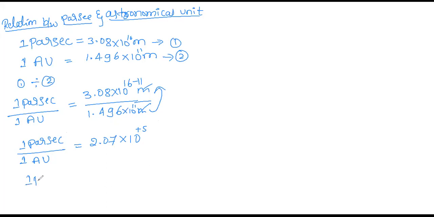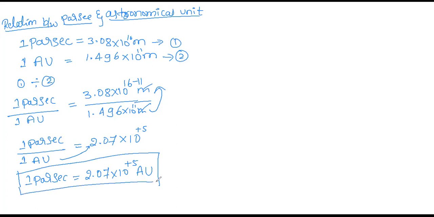Therefore 1 parsec is equal to, we shift the 1 AU to the right side. Then 2.07 into 10 to the power of plus 5, 1 into 2.07 is again 2.07 AU. Therefore the relation between the parsec and astronomical unit is 1 parsec is equal to 2.07 into 10 to the power of plus 5 astronomical unit. This is the relation between parsec and astronomical unit.